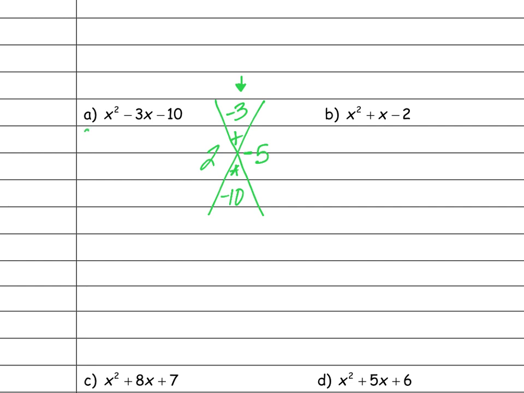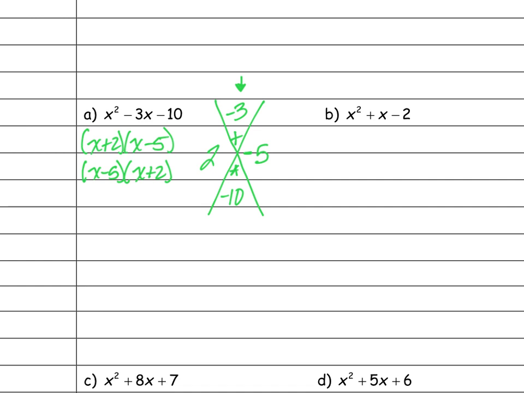So that means it multiplies to be, or it factors, because this is what we're doing, we're factoring. It factors to be x plus 2 times x minus 5. And remember, you could have written it this way and it would have been perfectly legal. X minus 5 times x plus 2. Either way is fine, okay? Both of them are correct. Doesn't matter which way you write it.